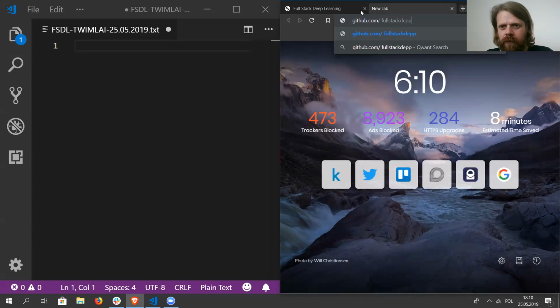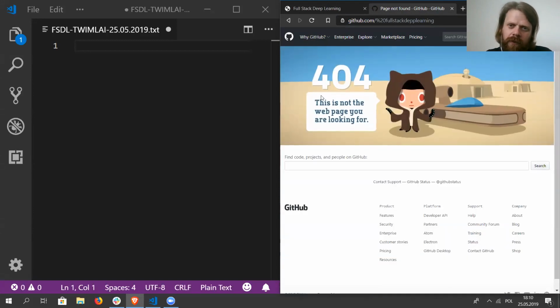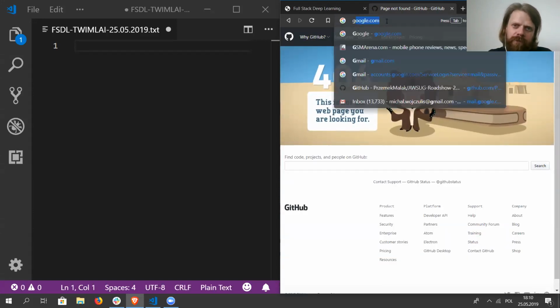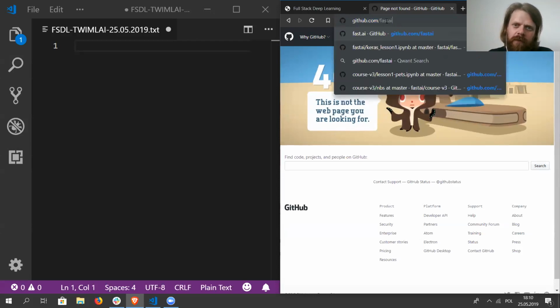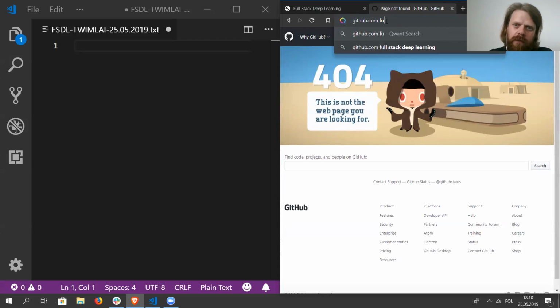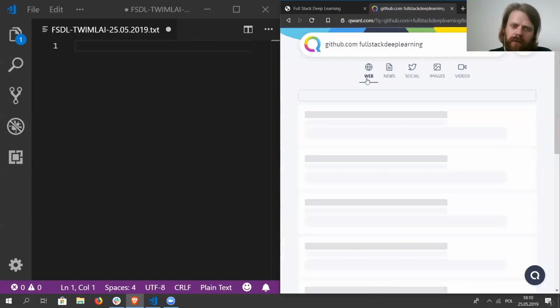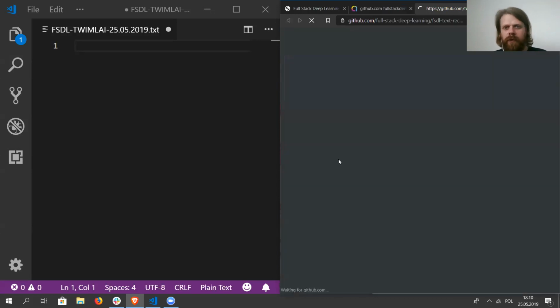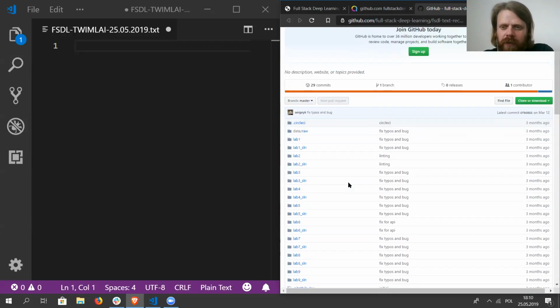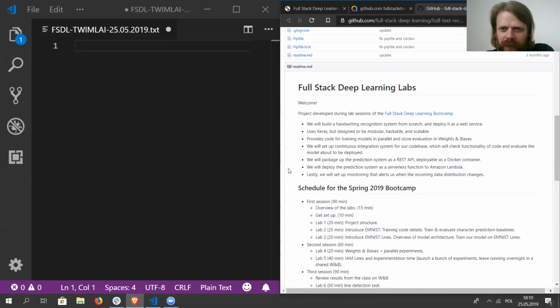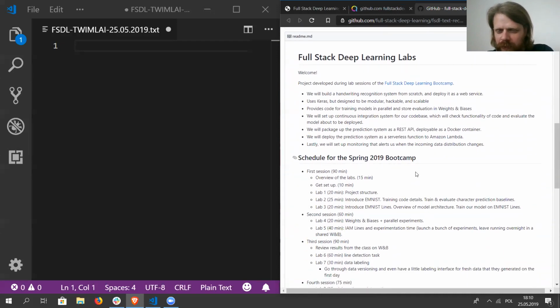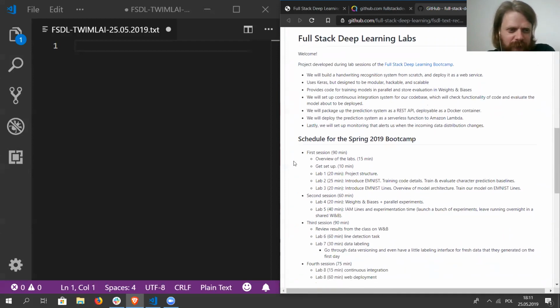Full stack deep learning. That's right. So we also have the lab code, which I've not been able to run, but hopefully Michael is with us today, so he can help us, at least help me, to show how to do it.